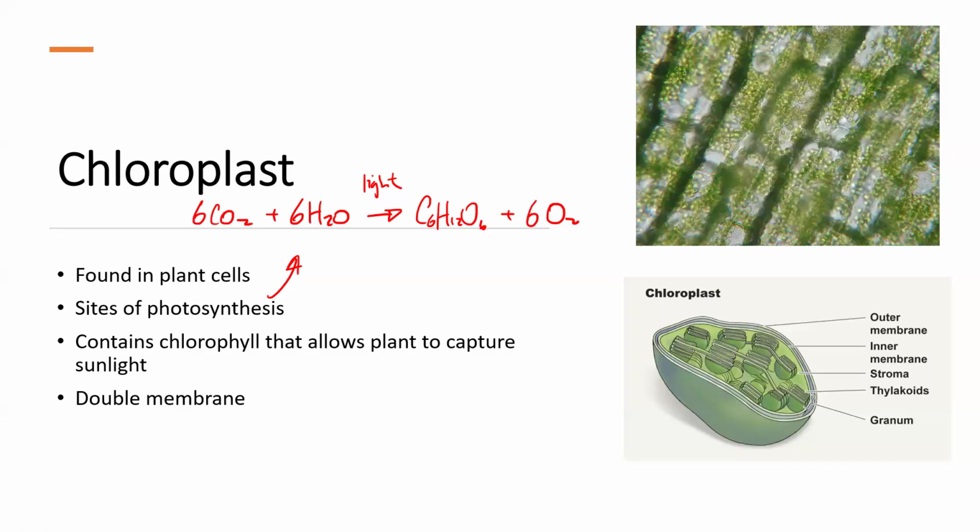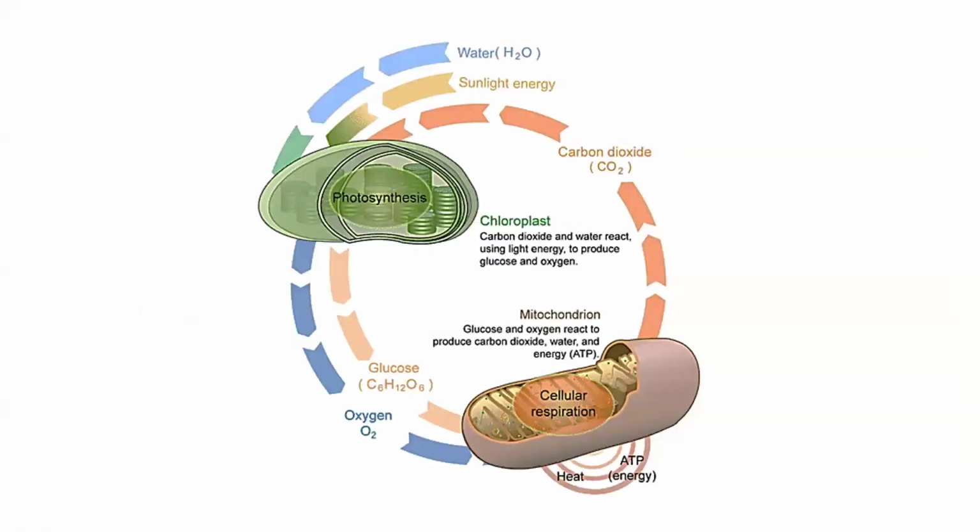Now, the chloroplast is also double membrane, like our mitochondria. It has an outer membrane and an inner membrane. You are not responsible for the structure of the chloroplast. Okay? That's all the information you have to know. I do want to show you this picture though. This is a nice diagram that summarizes the relationship between what's going on in the chloroplast and what's going on in the mitochondria. Specifically, the reactants for cellular respiration are actually the products of photosynthesis.